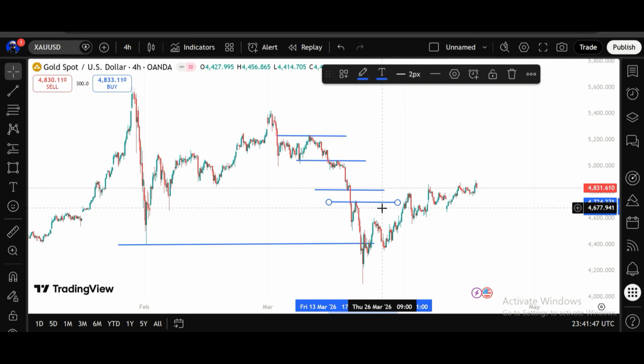Now this is what market structure entails, especially for beginner traders. And I think this video will be necessary for beginners and even for advanced traders.